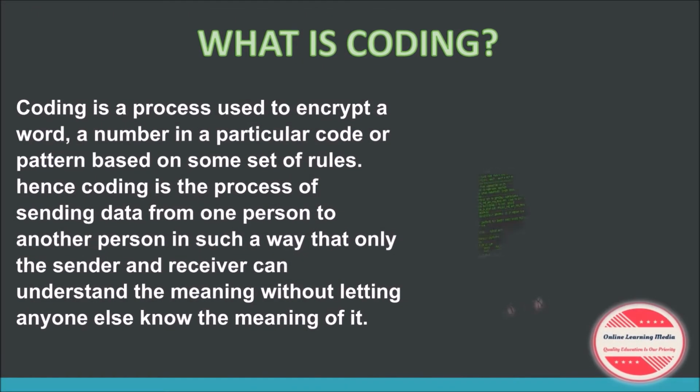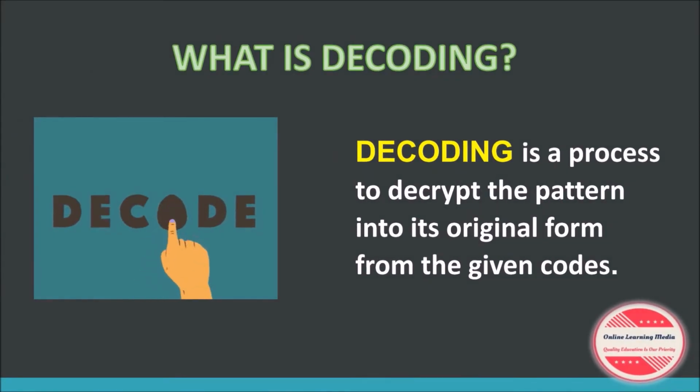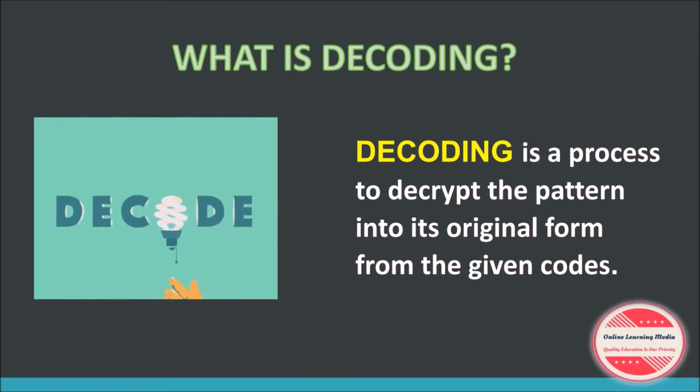What is coding? Coding is a process used to encrypt a word, a number in a particular code or pattern based on some set of rules. Hence coding is the process of sending data from one person to another person in such a way that only the sender and receiver can understand the meaning without letting anyone else know the meaning of it. What is decoding? Decoding is a process to decrypt the pattern into its original form from the given codes.